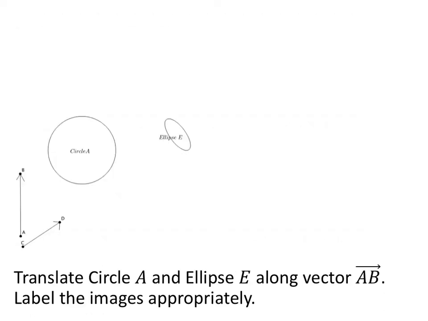All right, take another minute and see if you can translate the circle and this ellipse along first the vector AB, just for now. And then I assume after that we'll translate it along the vector CD after that. But just do AB for now.